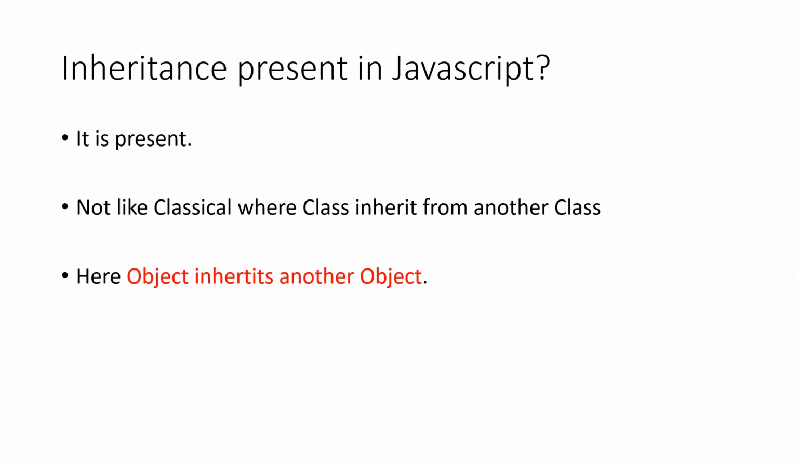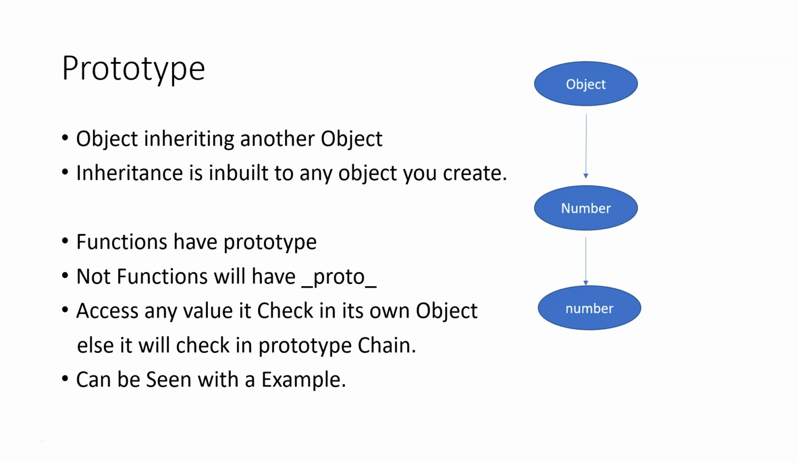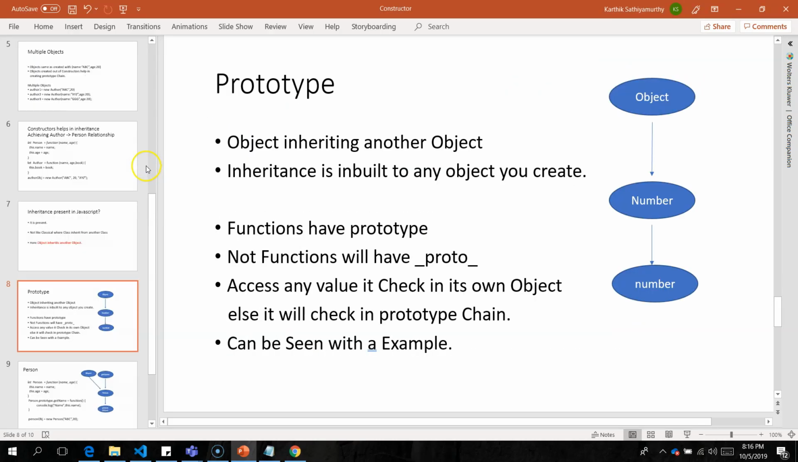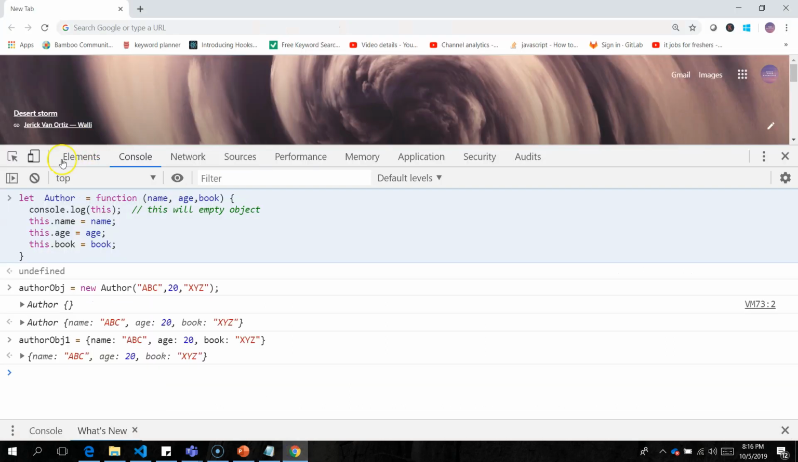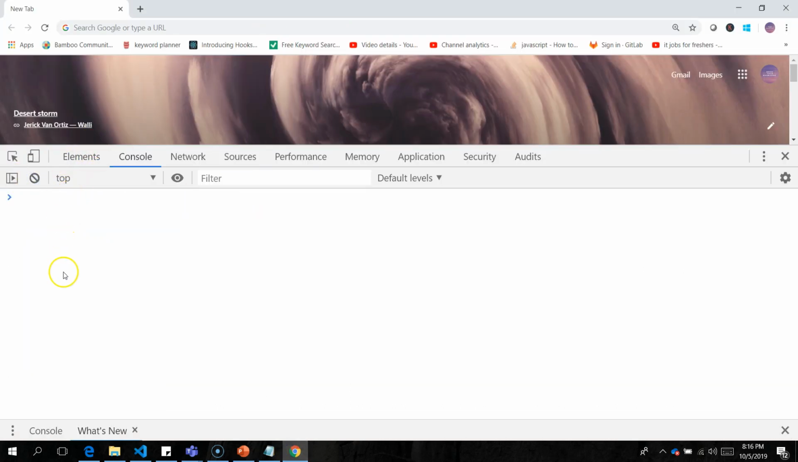Okay, it is prototypical. It is not classical as in other languages like Java and .NET, where a class extends from other class. But in JavaScript, it is very peculiar that object inherit from other object. Okay, let me go in deep with prototypical inheritance. What is prototypical inheritance? As I said earlier, it is an object inheriting from another object. So as I told, inheritance is built into JavaScript. So never say that inheritance is not present in JavaScript. So let me explain you with a simple example.